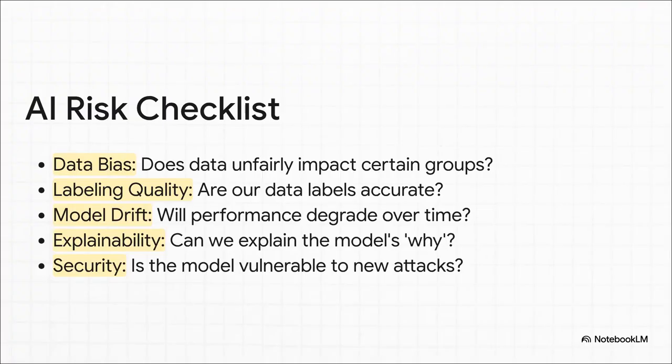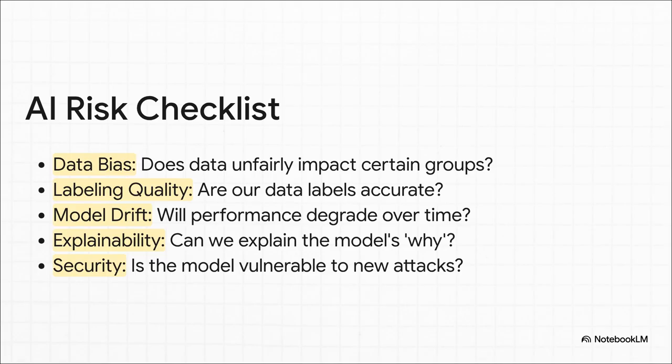First, data bias. Is our data skewed in a way that's going to cause unfair results for certain groups? Next, labeling quality. Are the answers we're training the model on even correct? Because, garbage in, garbage out. Then there's model drift. We talked about that. Will it get worse over time?